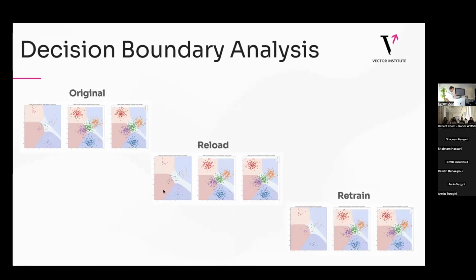But using a 2D synthetic dataset, I also studied how this method modifies the decision boundary of a classification model. Typically, RELOAD, my method, does change the decision boundary of the original model and brings it much closer to the retrained model. We also found that it differs mostly in the places where there are few or no data points in the dataset.